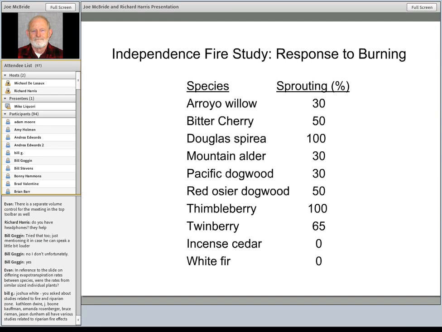Douglas spirea and thimbleberry, 100% of the plants had resprouted, whereas in mountain alder, Pacific dogwood, and arroyo willow, only 30% of the plants that had burned were resprouting. The conifer species within these riparian zones on Third and Fourth Water Creek obviously do not have the capacity to sprout. They were not resprouting.